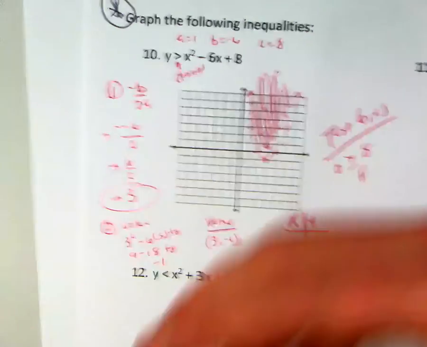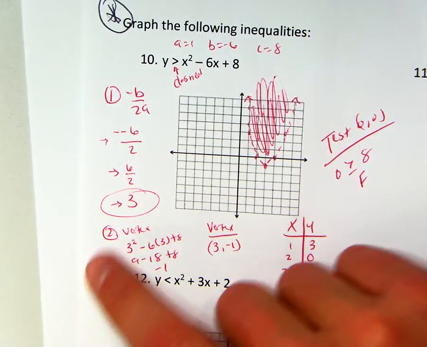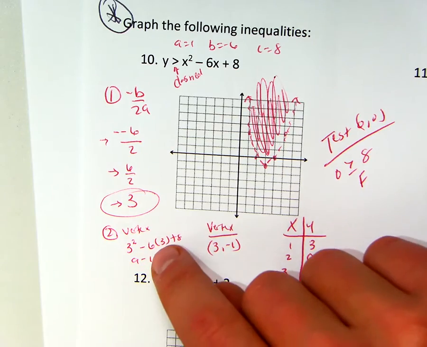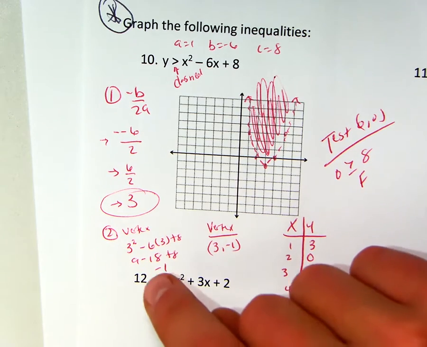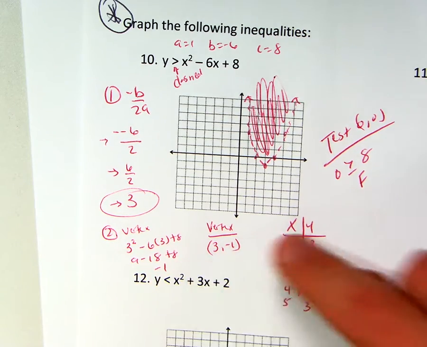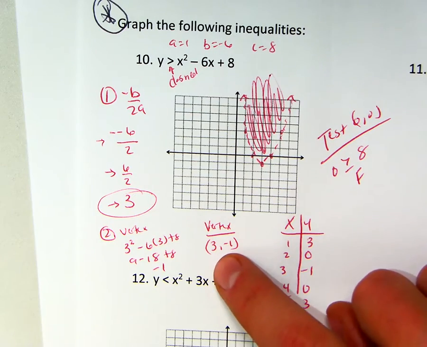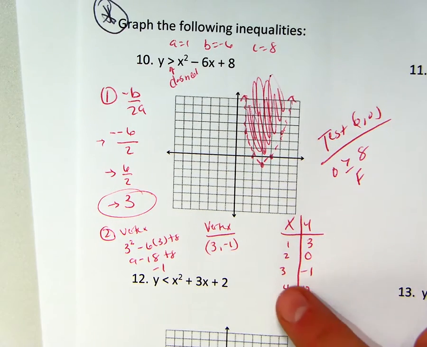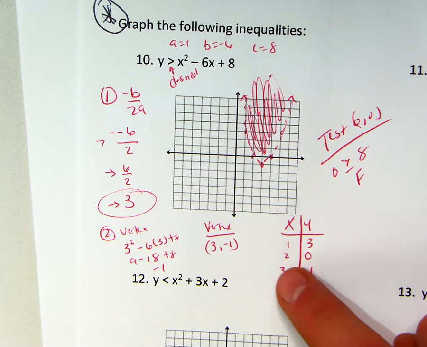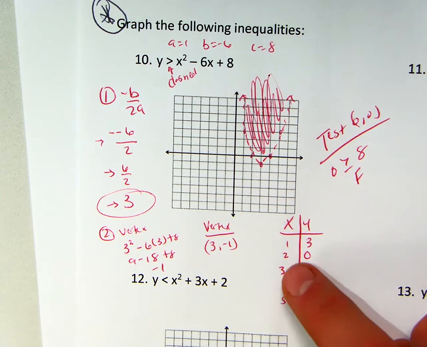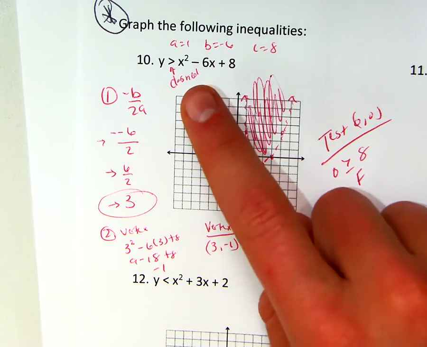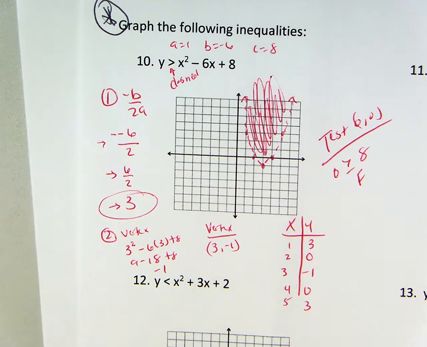You plug that back in for x, and you get 3 squared minus 6 times 3 plus 8. And when you simplify that, you get negative 1. Our vertex is 3 comma negative 1. So we have our xy chart. Our vertex is in the middle right here. I go 2 numbers below, 2 numbers above. When I plug 2 in for x, I get 4 minus 12 plus 8, which turns out to be 0. Same thing with 4 when you plug that in. When you plug 1 in, you get 3.